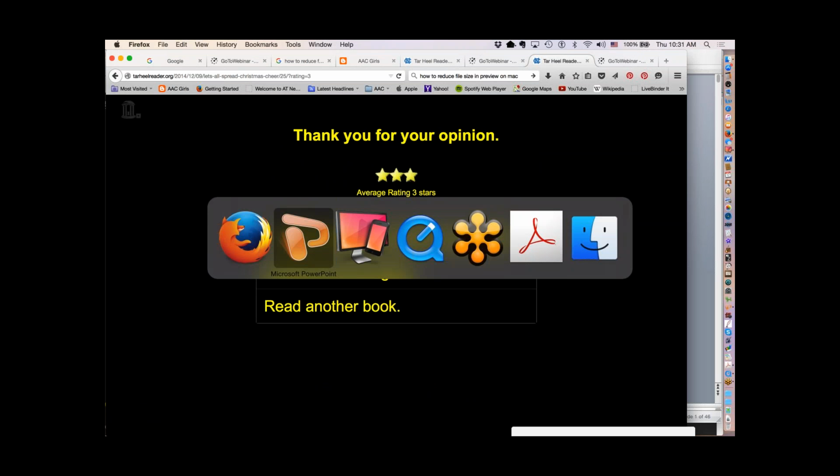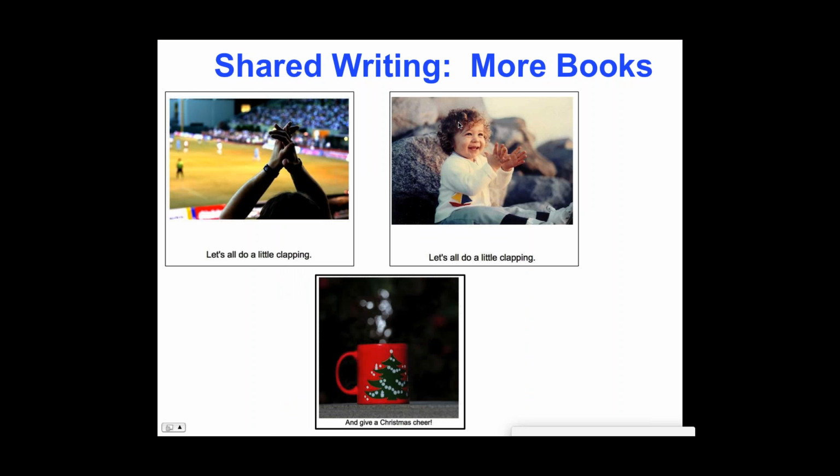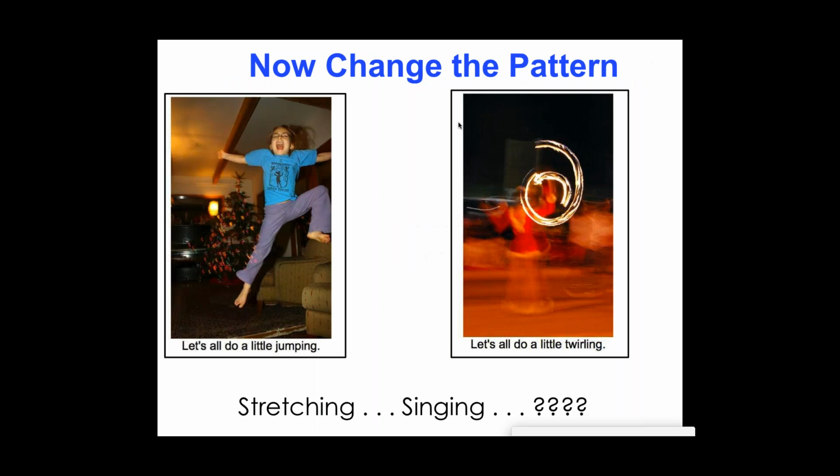So that's just an example of something really fun that we can share to see that and then use that as a model. So what she did is repeat, repeat, repeat, and then repeat the predictable line, let's all blank, and give a Christmas cheer. And then it was jumping, twirling, stretching, singing. So think of some things you could add to make this different. So again, this would be a great time to write in another idea of something that you would like to do.